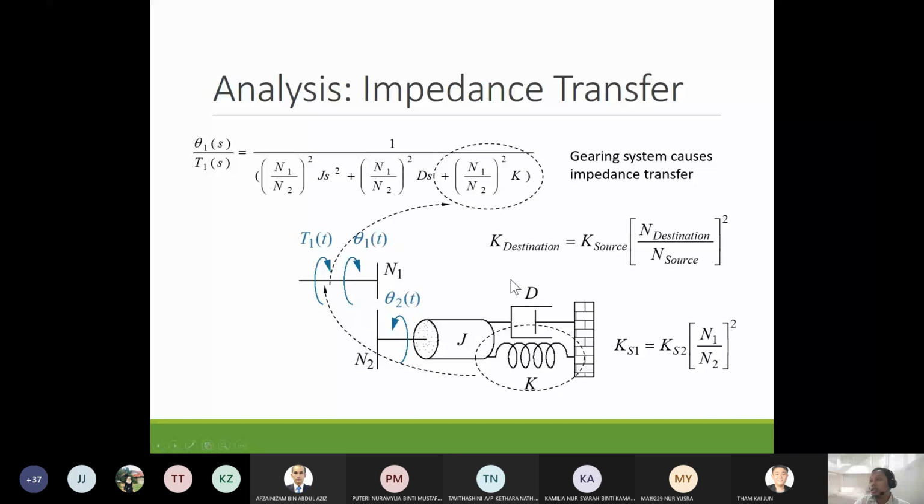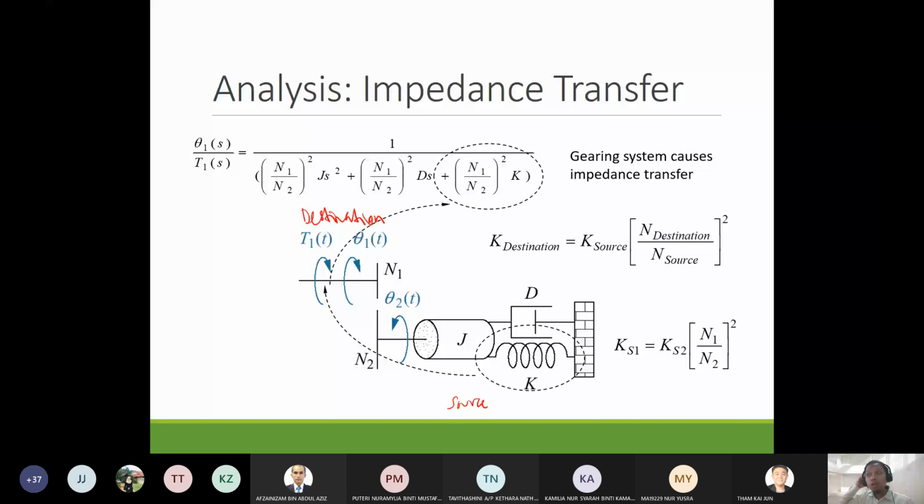As I said, the impedance is transferred from theta 2 to theta 1. But to transfer this K, for example, you have to multiply with N1 over N2 squared. So how to determine what to multiply? To do this, you need to identify which shaft is the destination and which shaft is the source. The source is the location where you have the spring, damper, and inertia that you want to transfer. Here in theta 2, we have the J, damper, and spring that we want to transfer to theta 1. So theta 2 is the source, the shaft with theta 2 here is the source, and the shaft with theta 1 is the destination.